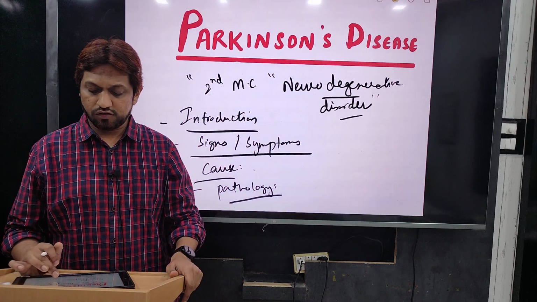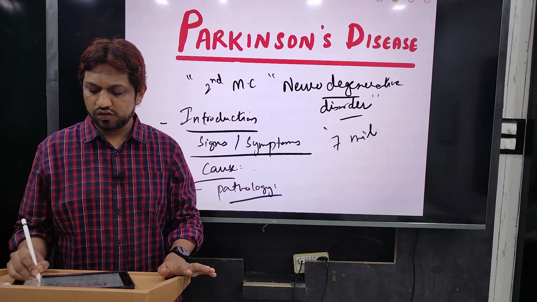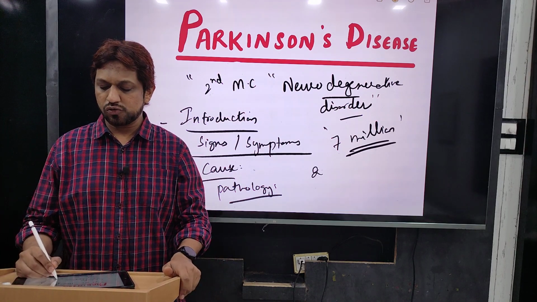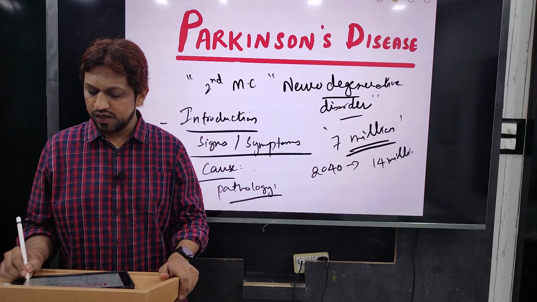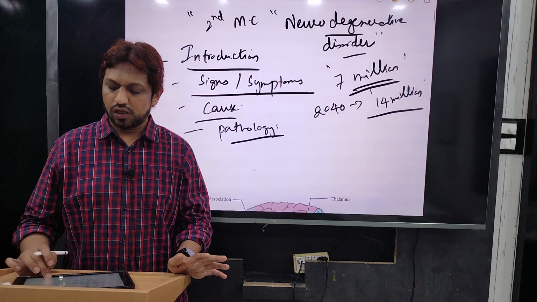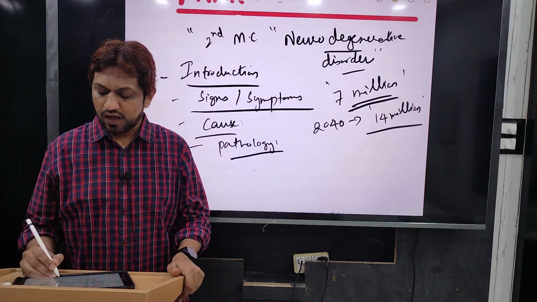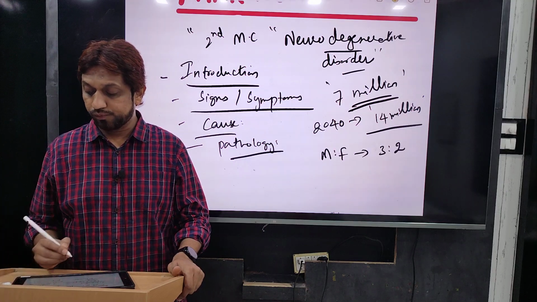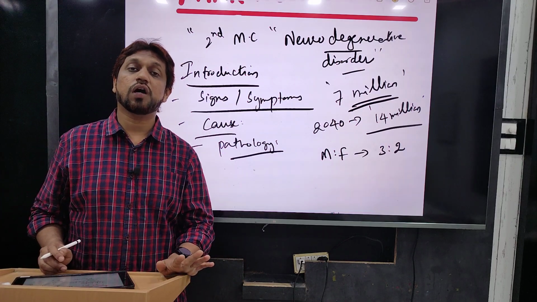It is a very common disease. More than 7 million people all over the world are affected. It is estimated that by the year 2040 it will double, that is around 14 million people will be affected by Parkinson's disease. Not only that, the number of patients is increasing every year. The male to female ratio is around 3:2, that is males are more commonly affected than females.